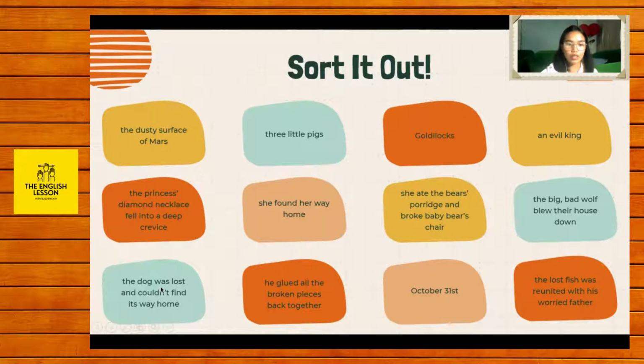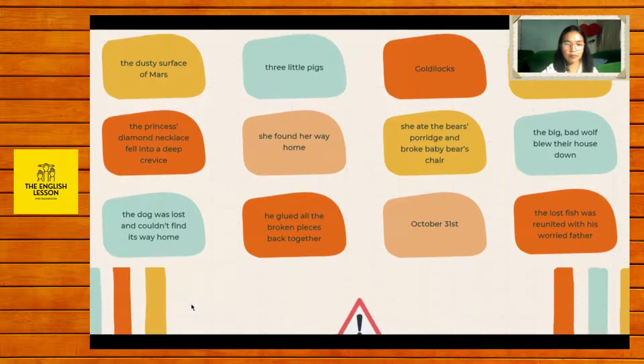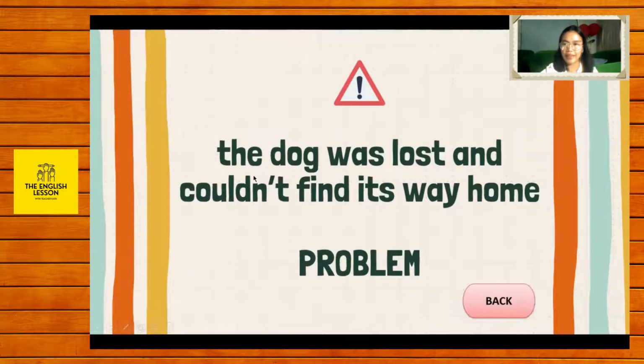And then let's go back. The dog was lost and couldn't find its way home. So what do you think it is? Let's see if your answer is correct. Yes, you were right. The dog was lost and couldn't find its way home is a problem. Wow, you're getting better at this.